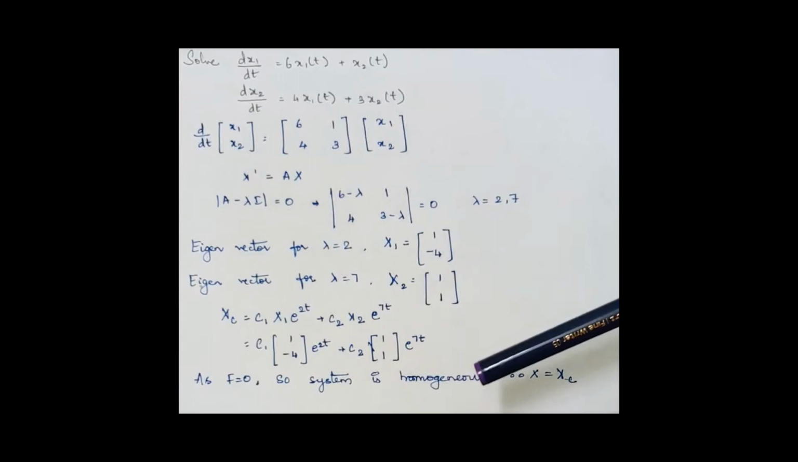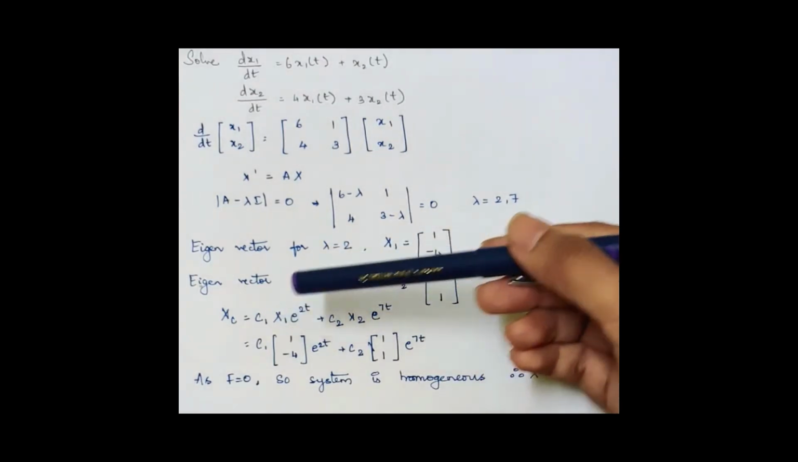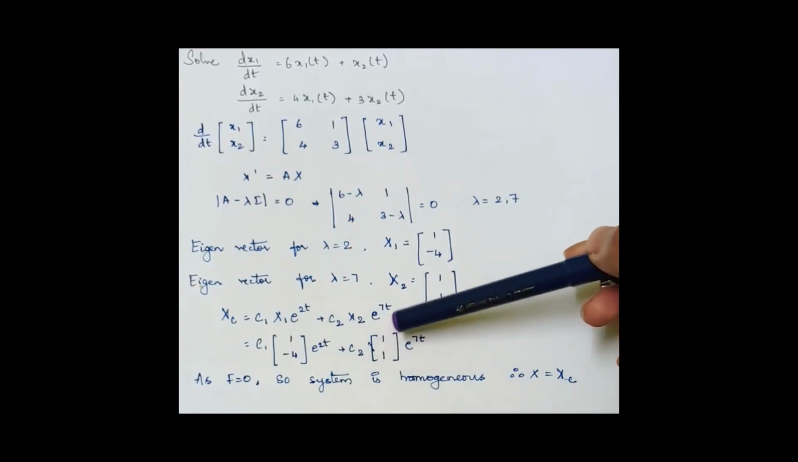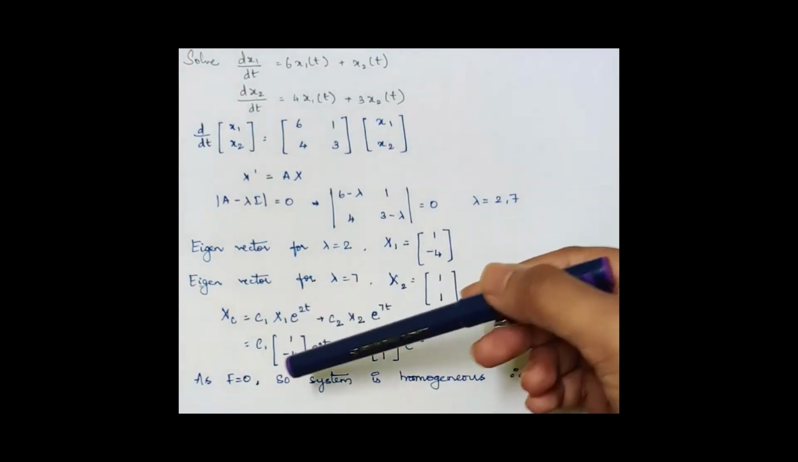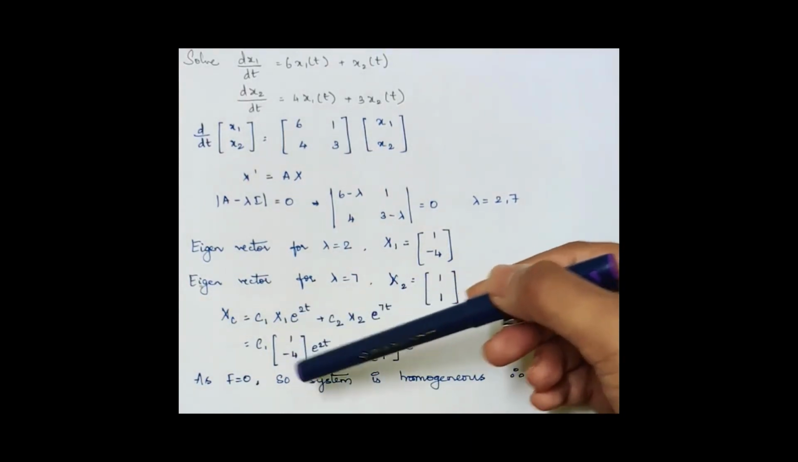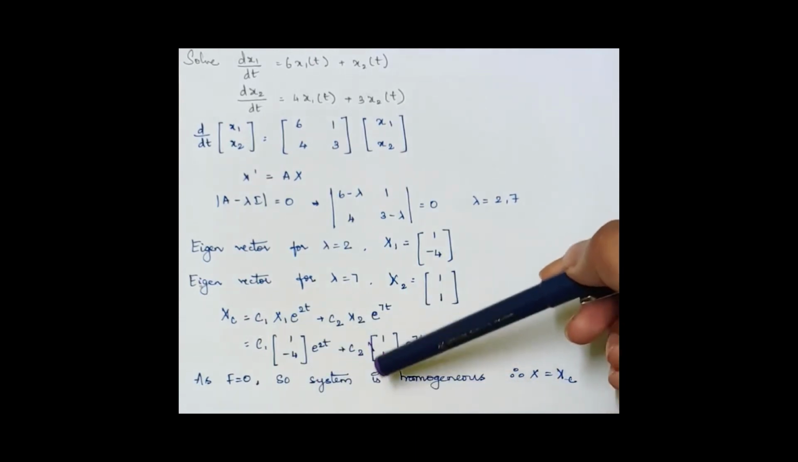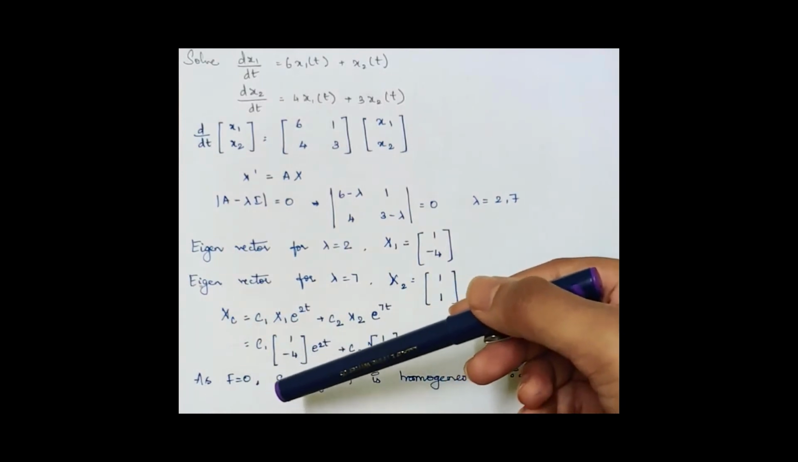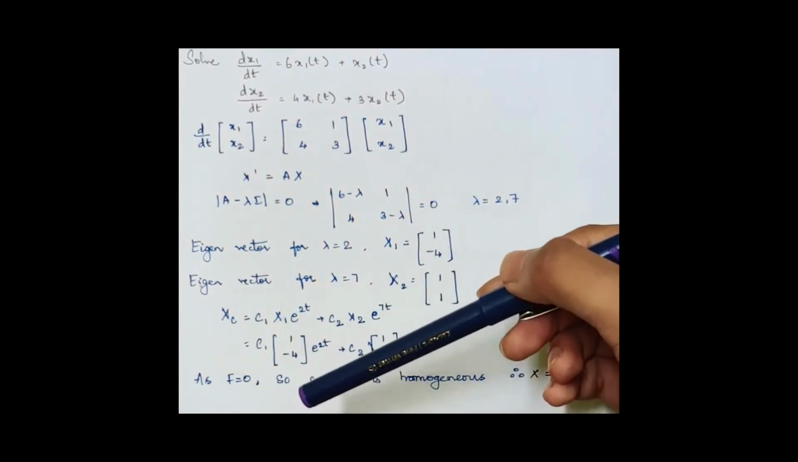as the second eigenvector. On applying the general method, you get c1 x1 e to the power of 2t plus c2 x2 e to the power of 7t. So this is given by c1 (1, minus 4) times e to the power of 2t plus c2 (1, 1) e to the power of 7t. Since f is equal to 0, we don't have to find the particular integral.